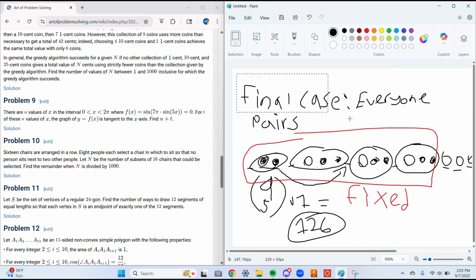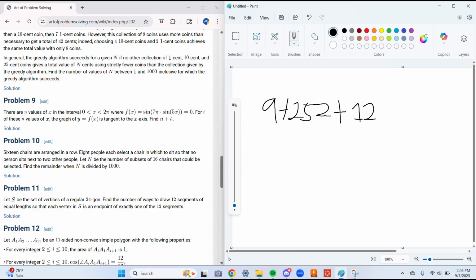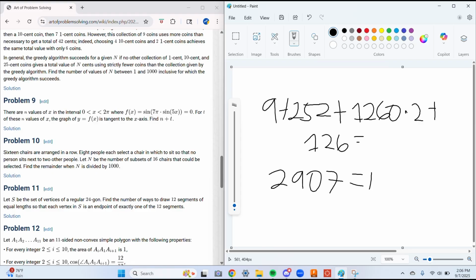Okay, so now what we have to do is just add up the total number of ways from all cases. So if we do that, then we get 9 from the first case, 252 from the second, 1,260 for the third and fourth, so multiply that by 2, and then 126. So this evaluates to 2,907, which equals n. And the remainder, when this number is divided by 1,000, is just going to be 907, which is the final answer for this problem.